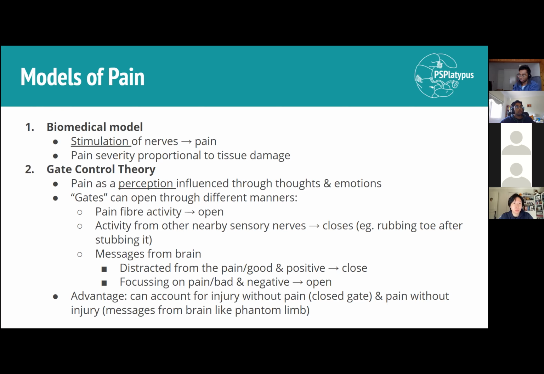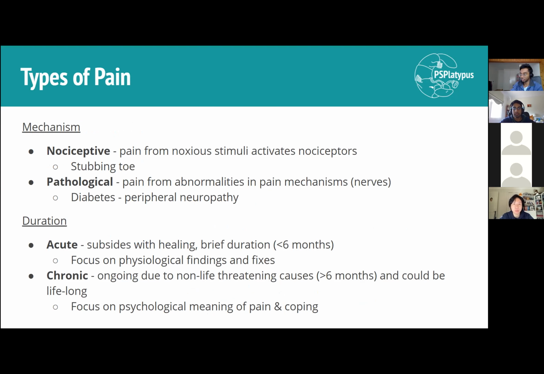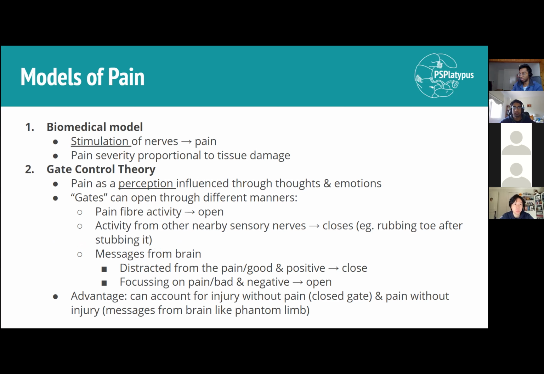So we can understand pain in 2 different ways. I want you guys to understand gate control theory pretty well, since that's generally what we see more questions on. But we have 2 different models. We have the biomedical model and the gate control theory. So the biomedical model is something that we know. It's kind of just the nociceptive mechanism. So that's just stimulation of nerves causes pain. Pain severity is proportional to tissue damage as well. So those are 2 key things.